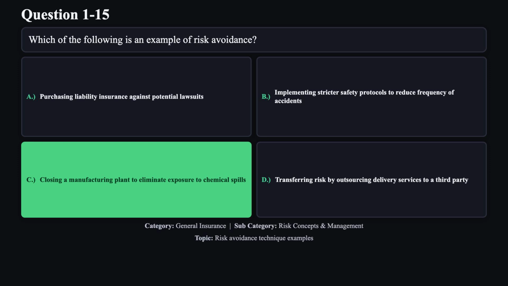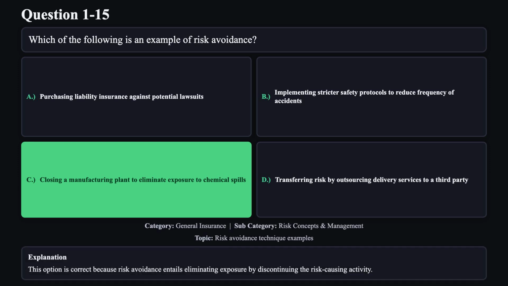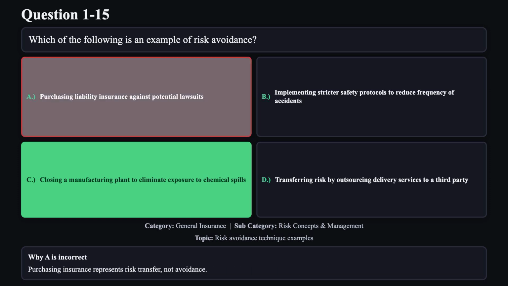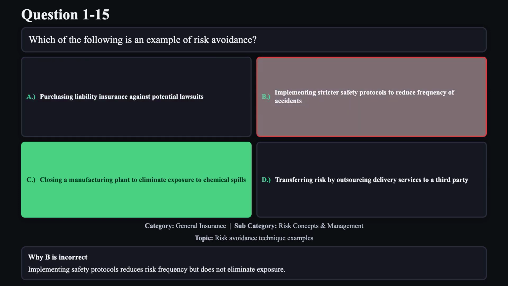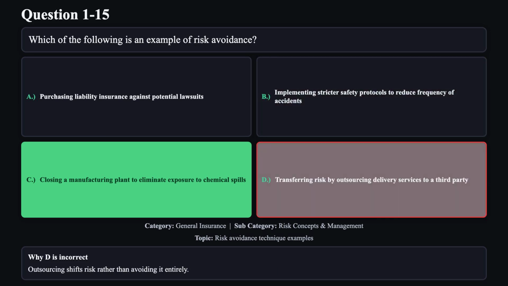The correct answer is C. This option is correct because risk avoidance entails eliminating exposure by discontinuing the risk-causing activity. Reason A is not correct. Purchasing insurance represents risk transfer, not avoidance. Reason B is not correct. Implementing safety protocols reduces risk frequency but does not eliminate exposure. Reason D is not correct. Outsourcing shifts risk rather than avoiding it entirely.